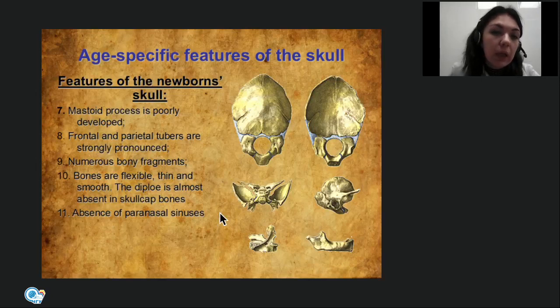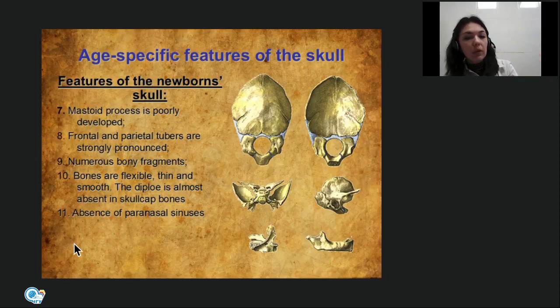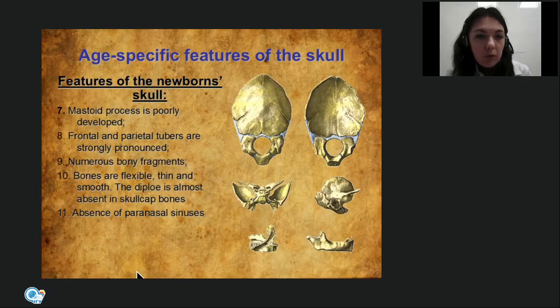So frontal and parietal tubers are strongly pronounced, and the skull bones consist, just like all the other bones actually, of numerous bony fragments. Like the frontal bone consists of 2 parts, and so on. Bones are flexible, thin, and smooth, and diploe is almost absent in the skull cap bones. And, I told you, there are no paranasal sinuses.